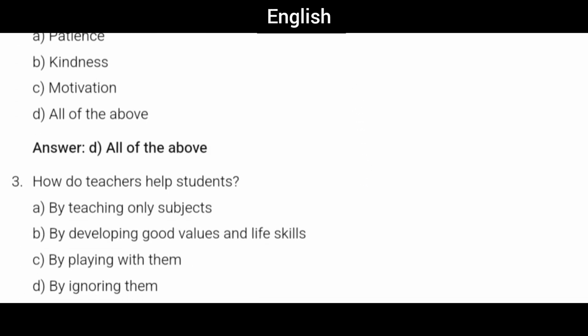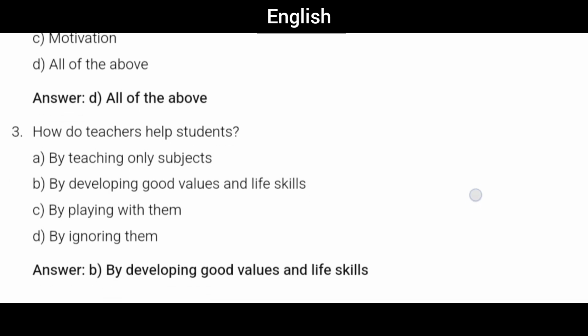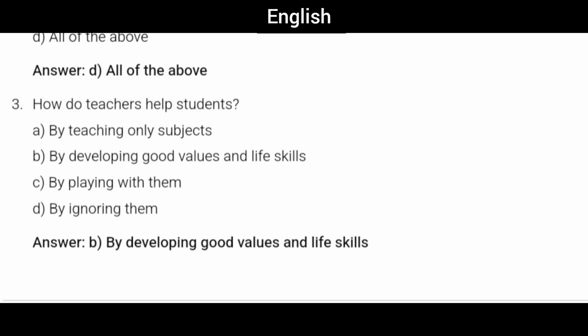How do teachers help students? By teaching only subjects? See, whenever in your options you see the word only, that is never going to be a correct option, alright? Remember, these are the techniques I'm telling you. So when the sentence is positive, and not is not given there, then wrong answers, of course, start with only, right? By teaching only subjects? No. By developing good values and life skills? Yes. By playing with them? By ignoring them? So here the best option is which one? Option number B. By developing good values and life skills.